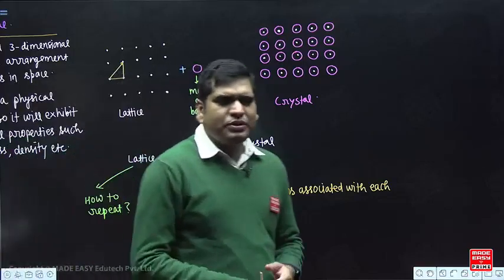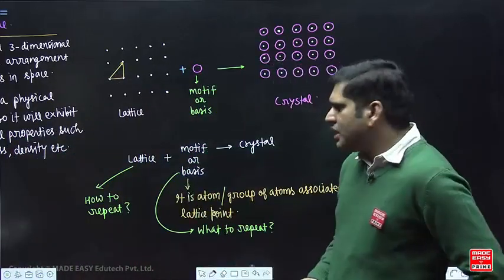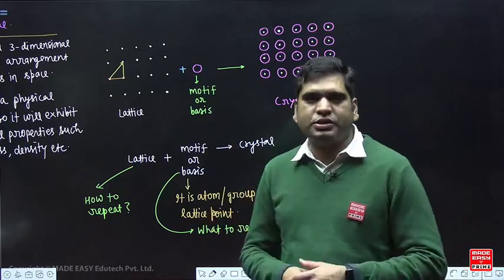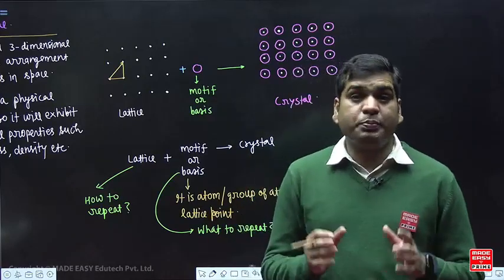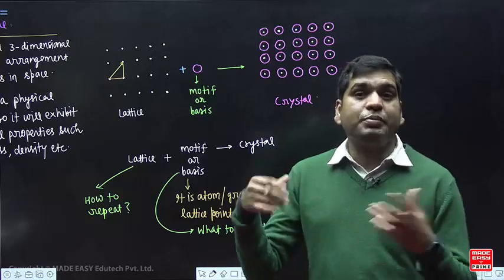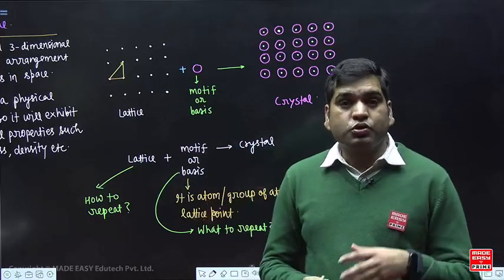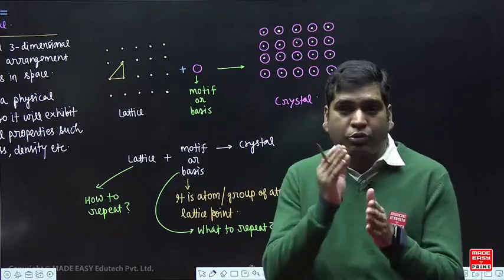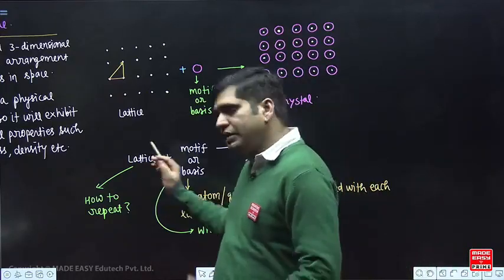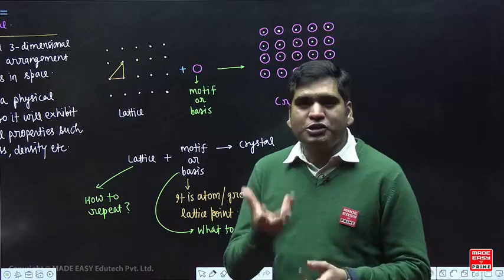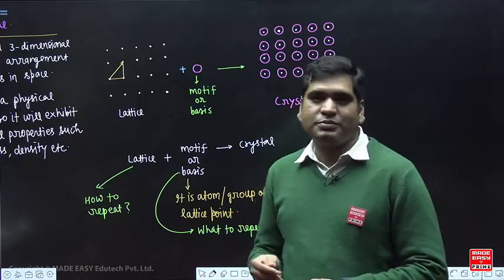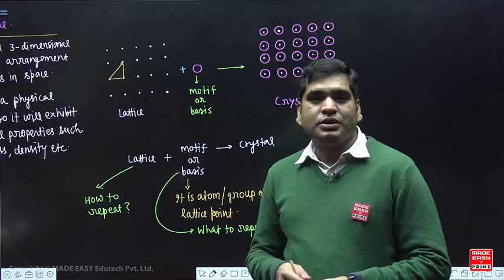Arpita, I am telling you, lattice is telling us how to repeat. Suppose you want to make a crystal. So crystal is what? Periodic arrangement of atoms. So periodicity can be in different ways. How to repeat, how to make the periodic arrangement, this is told to us by the lattice. What to repeat? An atom we want to repeat, or a group of atoms we want to repeat.